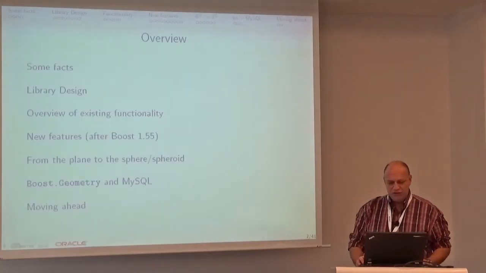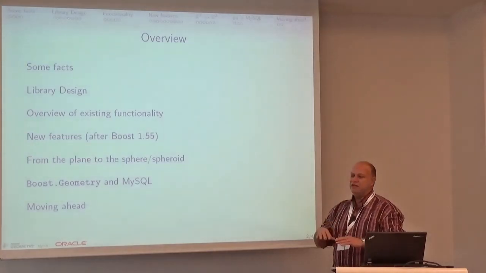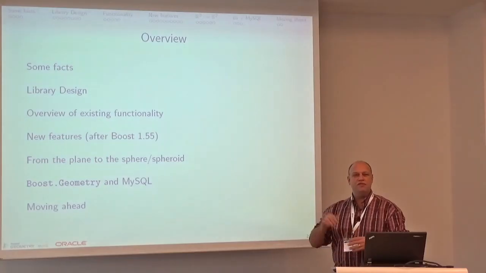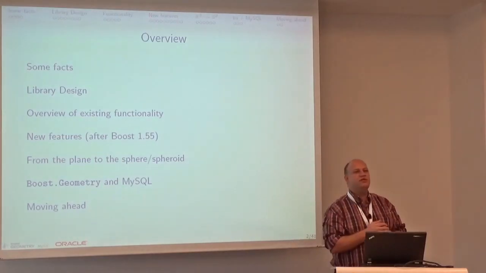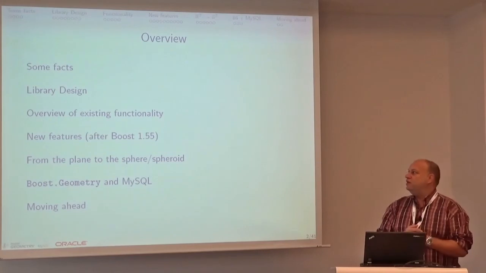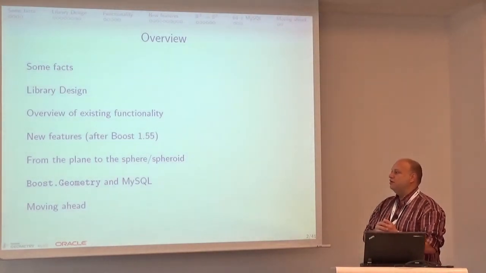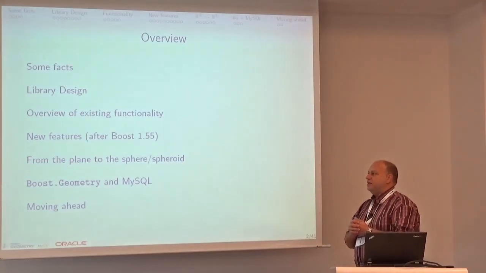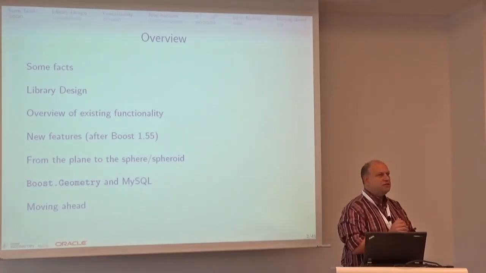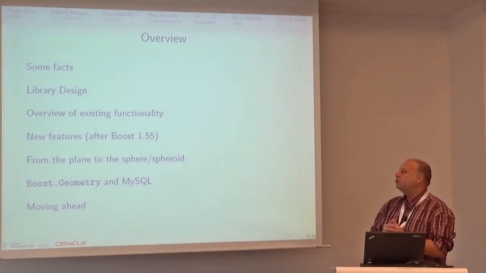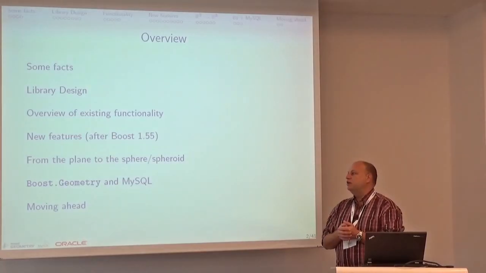My talk is going to be split in two parts basically. I'm going to give you an overview of the library, and then what we have been working on for the past 2 years, the new features that you should have in your hands when you're using the library that didn't used to be there 2 years ago. And then I'm going to talk about how we approach the problems that arise when we want to extend our library towards the sphere or the spheroid, basically modeling the Earth in some way or another.